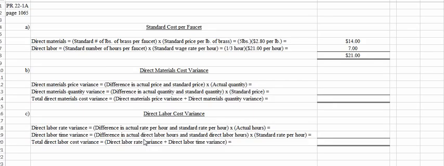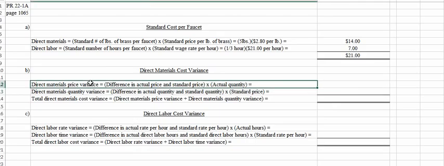That's what they want next. Well, there's 2 components there. The first component is direct materials price variance. So we take the difference in the actual price and the standard price and multiply by the actual quantity. Okay, well you guys, I make my formulas a little bit different than in the book.